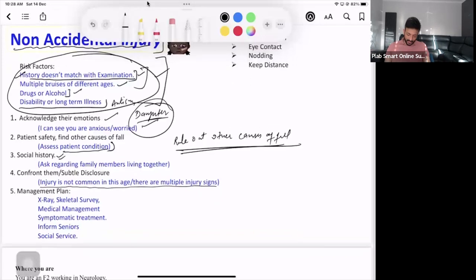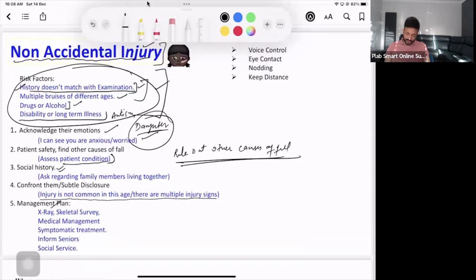And in the end, obviously, the management would be the x-ray. We do the skeletal survey as well. The medical management, symptomatic management, involve the seniors and involve the social services as well. When you are dealing with a child, for example, 10 months of age, and you understand this is non-accidental injury, same thing, the x-ray and skeletal survey will be done there as well.